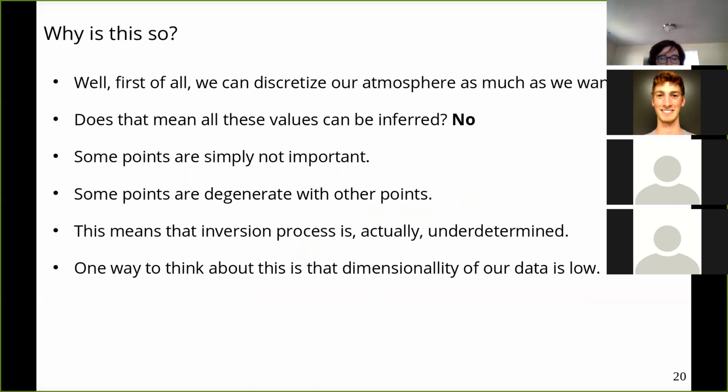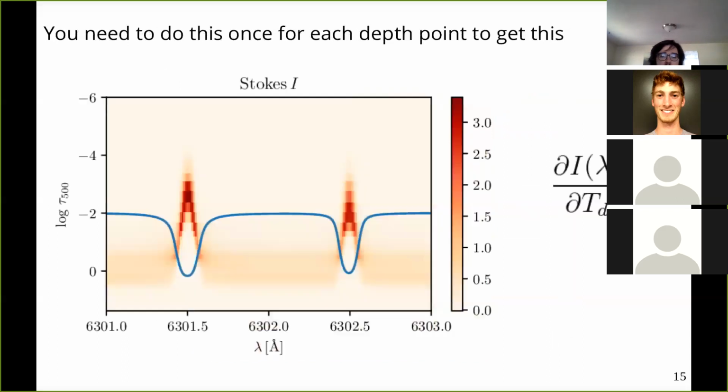The reasons for that are multiple. If you go back and look at the response function, you can see that some depth points are simply not important. And in other cases, there are things that are simply very degenerate. So for example, the response function for the left line at minus 2.6, and then minus 2.8 is very similar, right? So if I change one point by a certain amount and the other one by the same amount just with the opposite sign, there might not be any difference in the end.